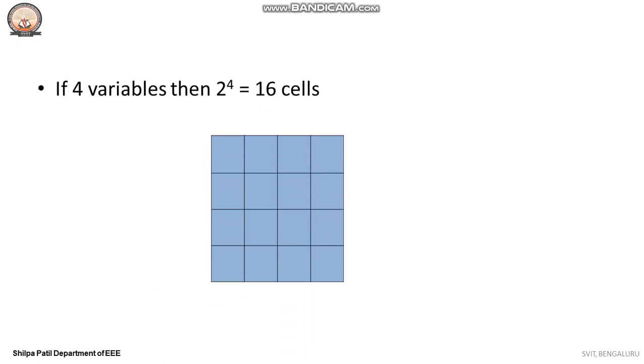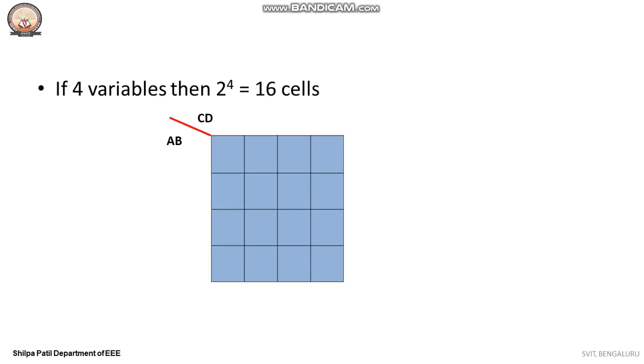Similarly, if you have four variables, then you need to use a 16 cell K-map. We use two variables on the row side and two variables on the column side. This is how we decide the number of cells based on the number of variables. If you have five variables, then we need to use a 32 cell K-map.